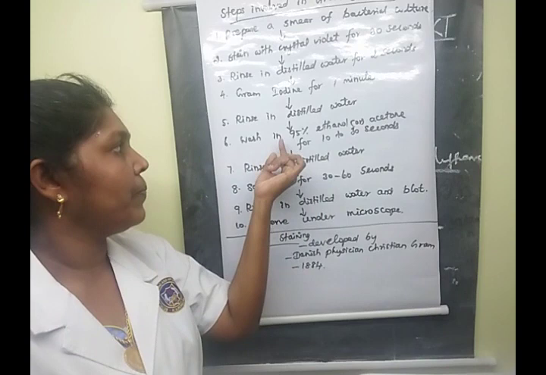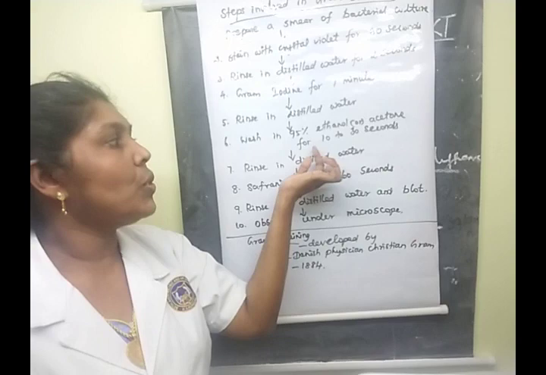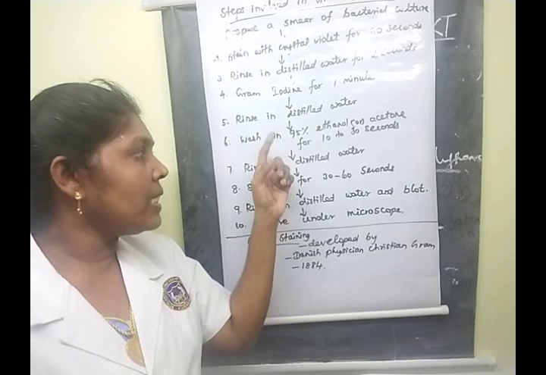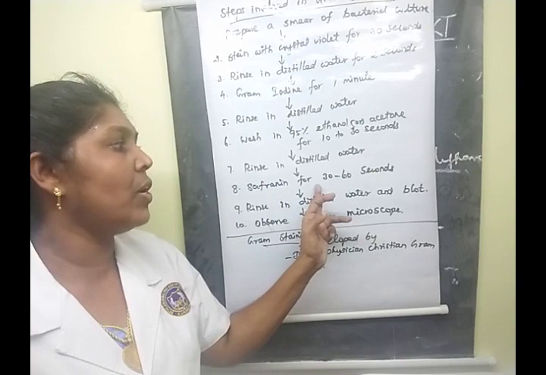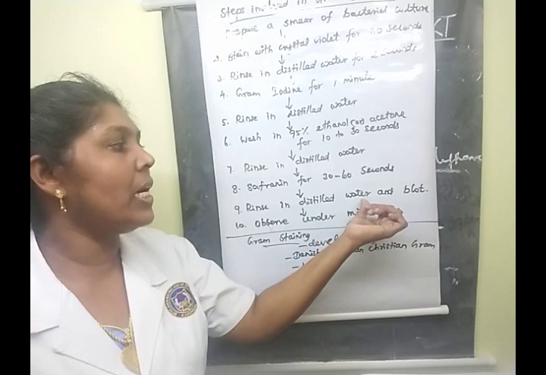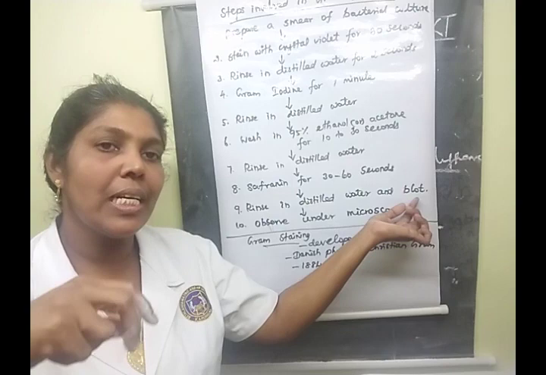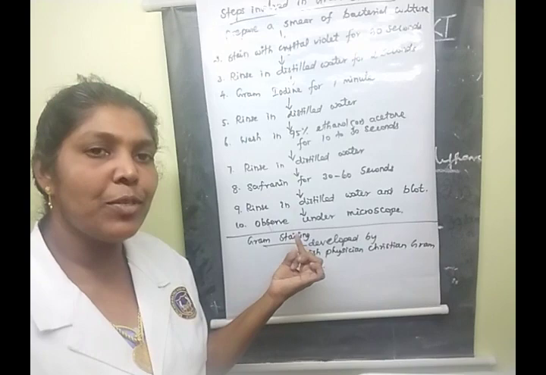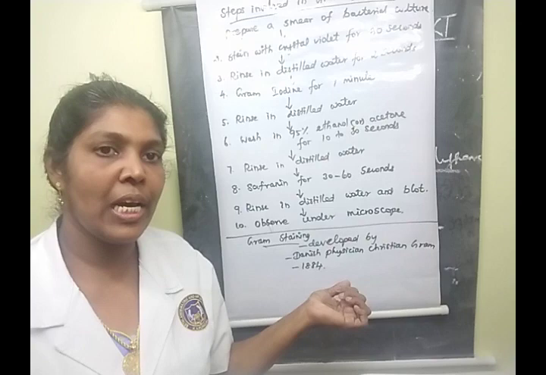Then wash with 95% ethanol or acetone for 10 to 30 seconds. Then rinse in distilled water again. The next one is applying safranin for 30 to 60 seconds. Again, rinse in distilled water and blot. Blot means using a dry absorbing material, just for drying purposes. Then observe under the microscope. Clear, children? These are the steps involved in the gram staining procedure.